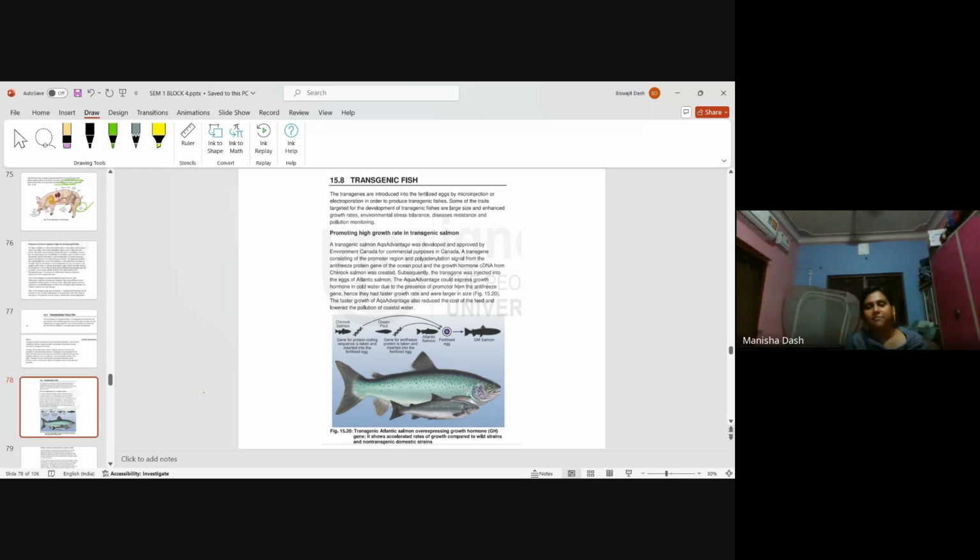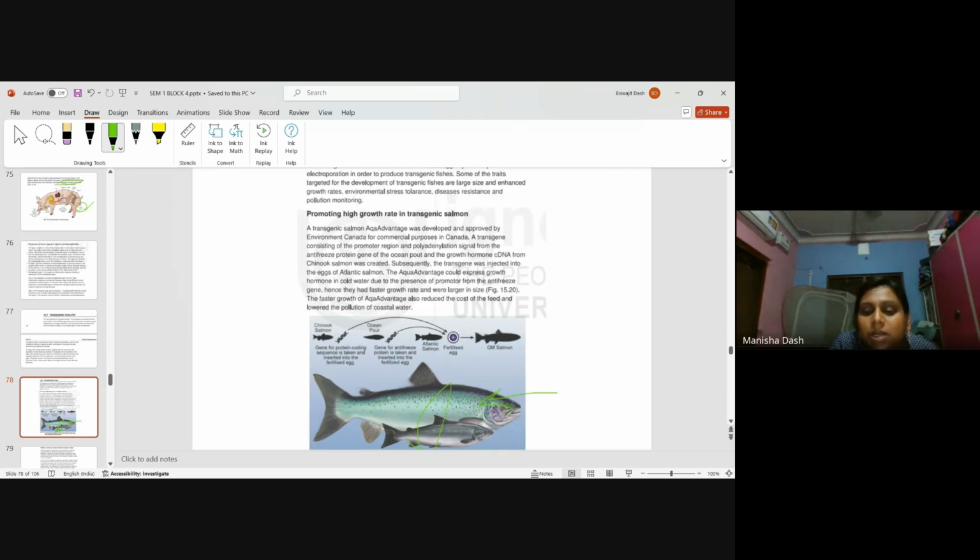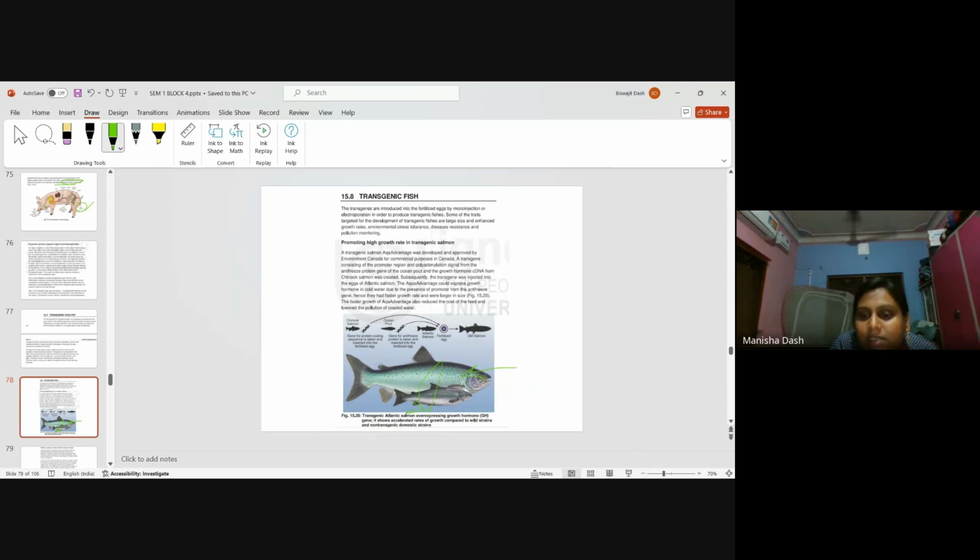Similarly, transgenic fish can also be developed using certain genes of your interest, like growth. Here you can see this is a normal salmon. Salmon is primarily used as a source of food. Now this is a transgenic salmon. This is simply because of the presence of a growth hormone. This salmon has grown much larger in size, which is actually fulfilling the demand.